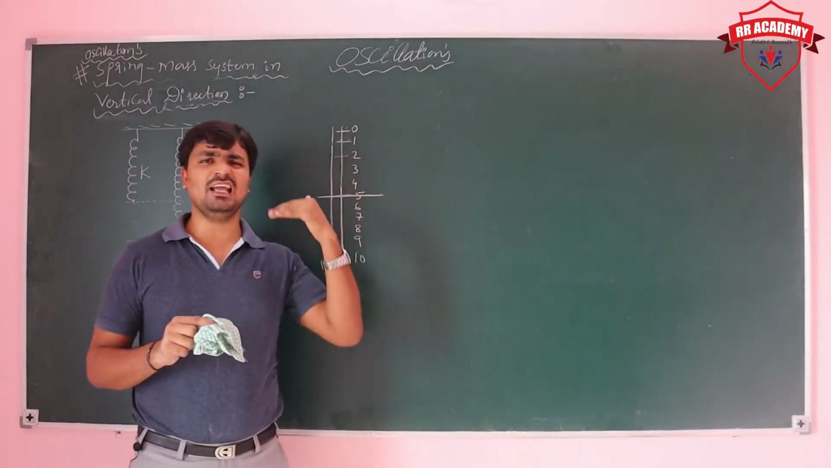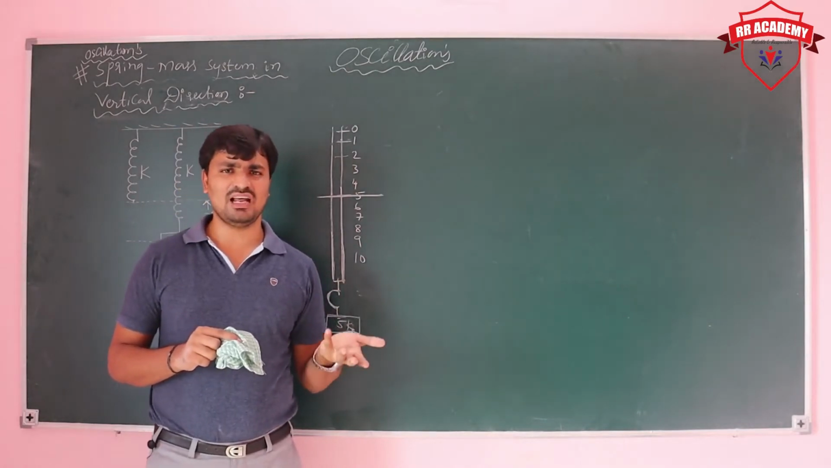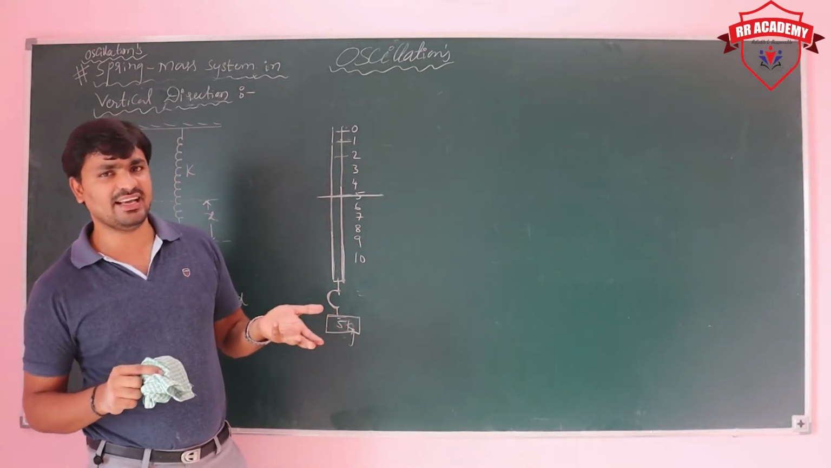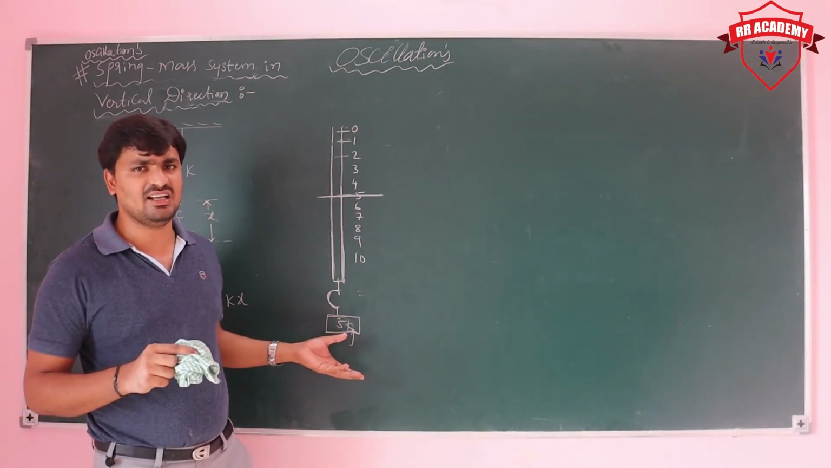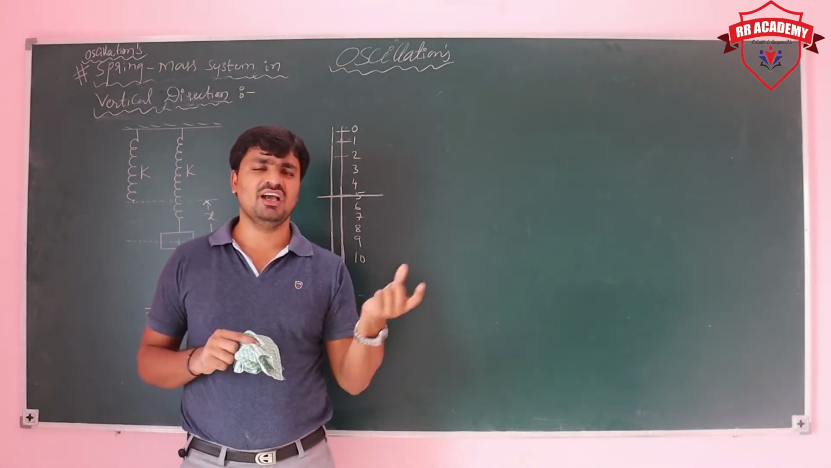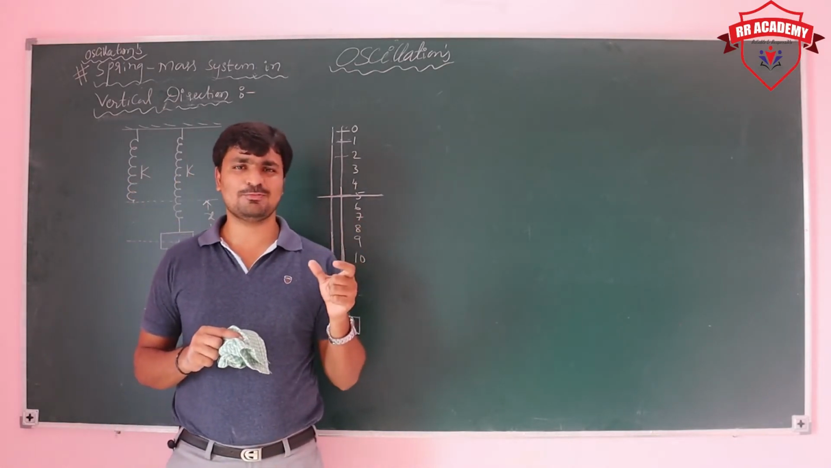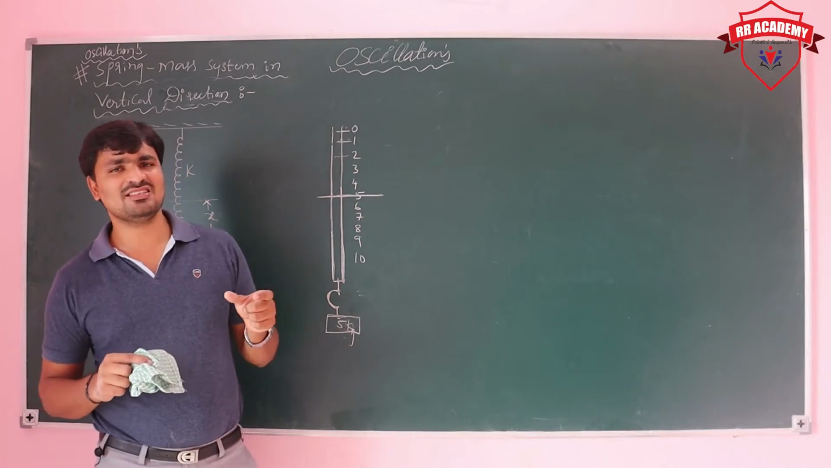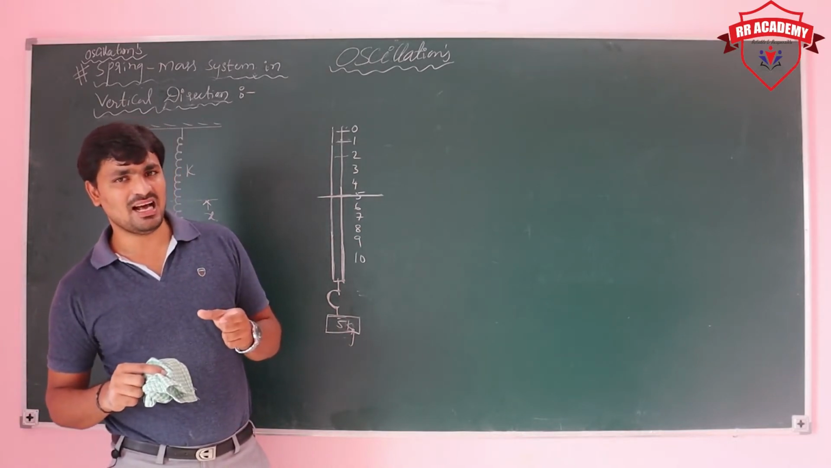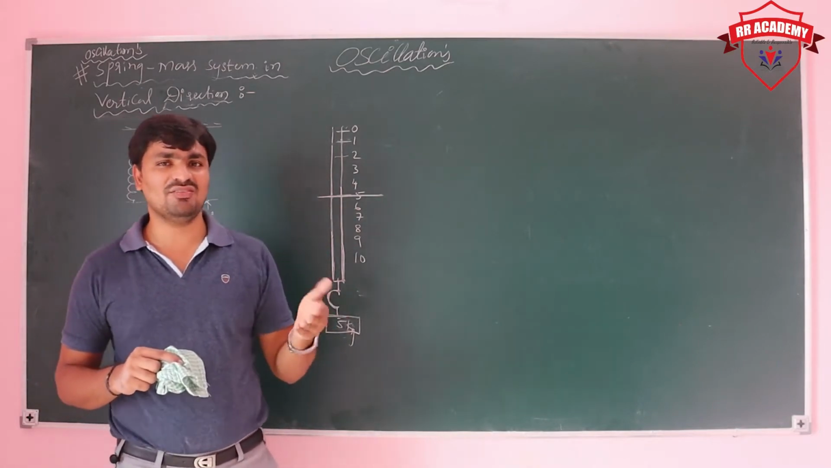To measure high values like 100 kg or 200 kg, we also use spring balances, but the stiffness of the spring is different. For 1 kg a spring balance is available, and also for 2 kg, 10 kg, 100 kg and 200 kg. That depends on the stiffness.